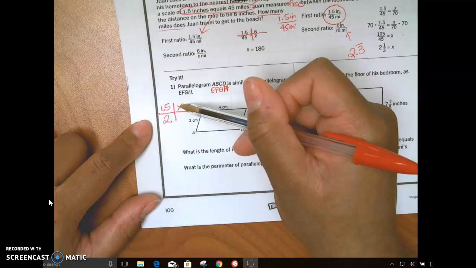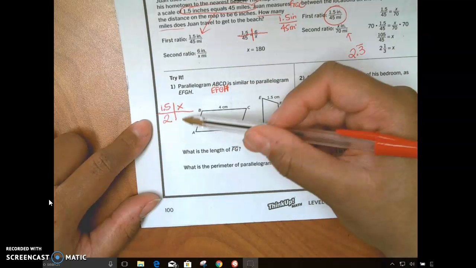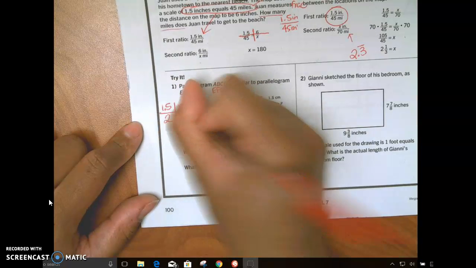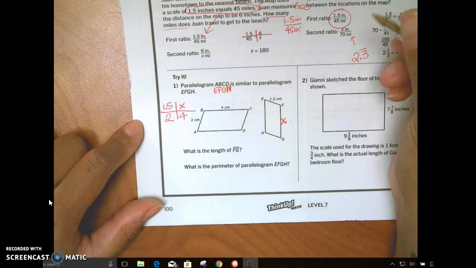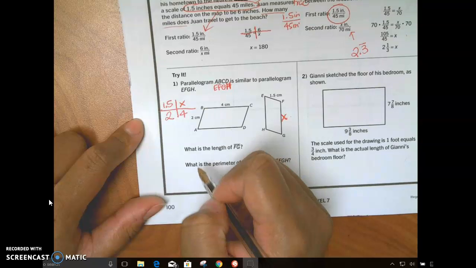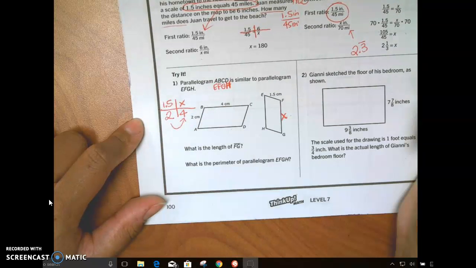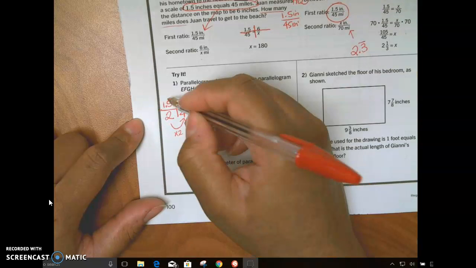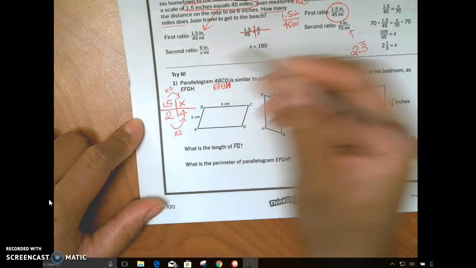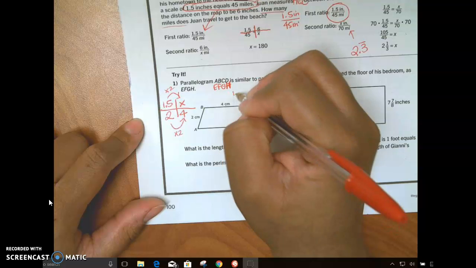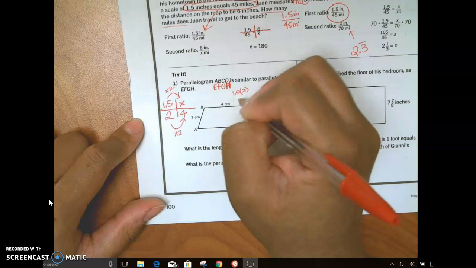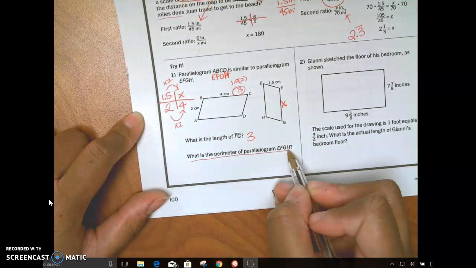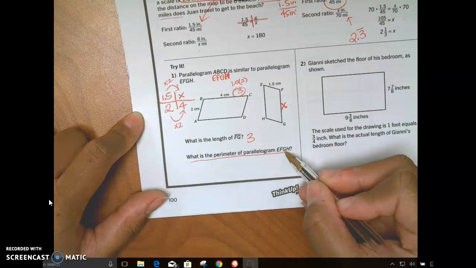It's either got to be next to it or below it. And then the last number that goes here is what? 4. How am I going to solve? How do I get from 2 to 4? Times 2, and whatever I do to the bottom, times 2. What's 1.5 times 2? 3. What is the perimeter of parallelogram EFGH?